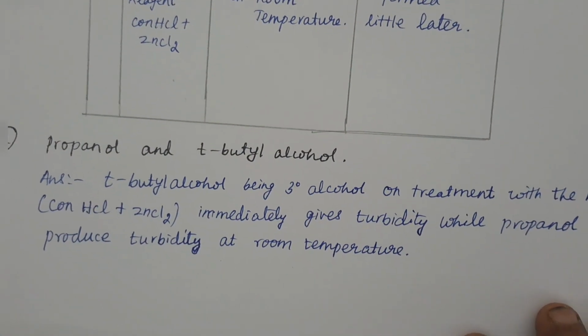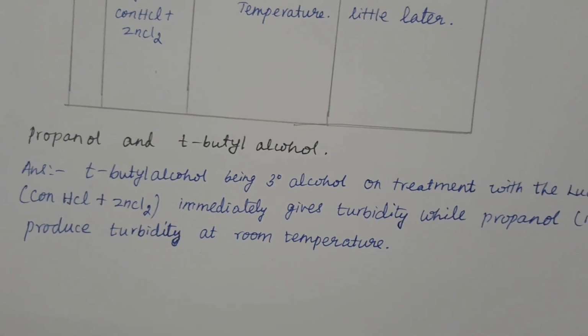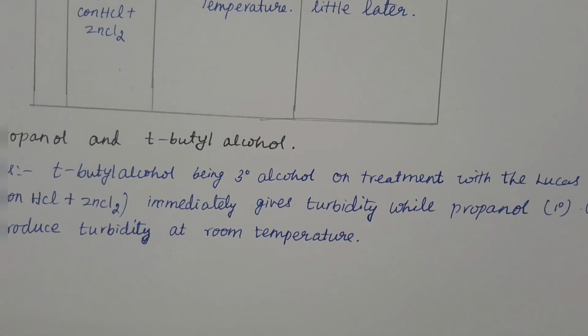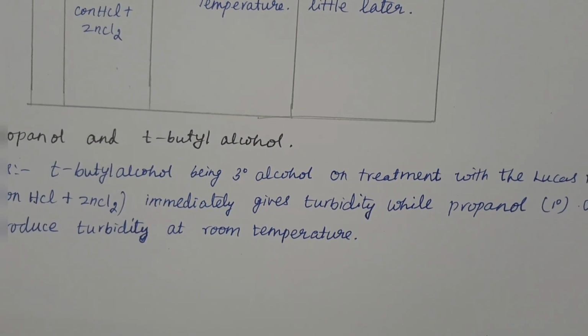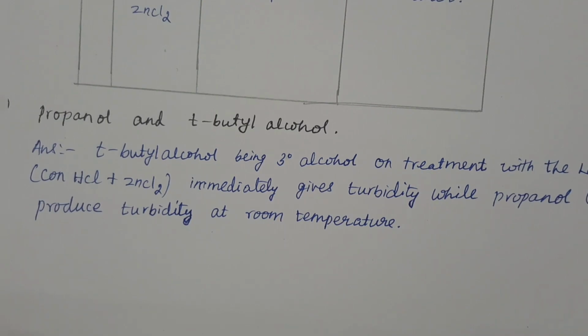Now the next question is distinguish between propan-1-ol and tertiary butyl alcohol. Tertiary butyl alcohol, being a tertiary alcohol, on treatment with the Lucas reagent, that is conc. HCl and zinc chloride, immediately forms turbidity, while propan-1-ol, being a primary alcohol, does not produce turbidity at room temperature.